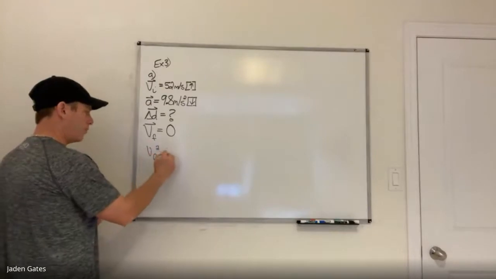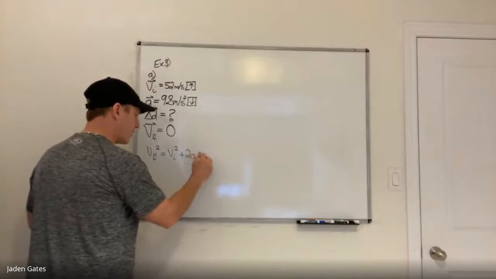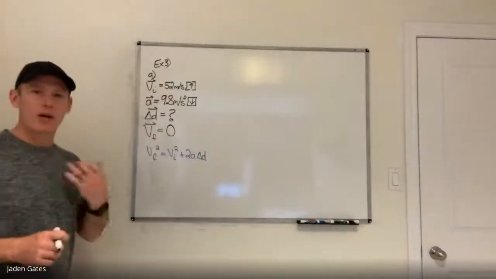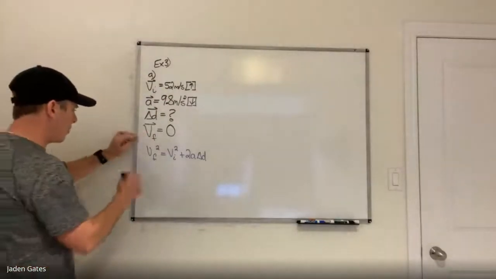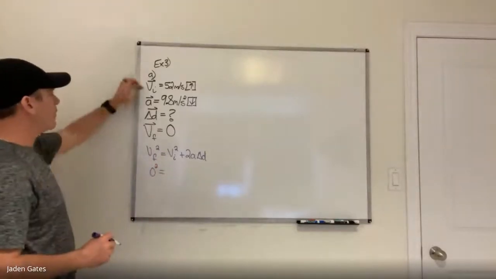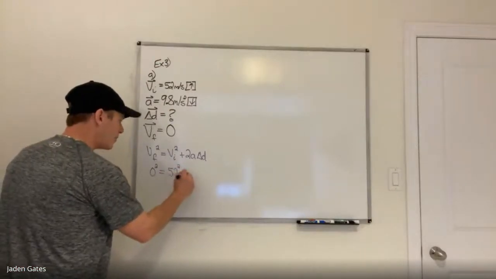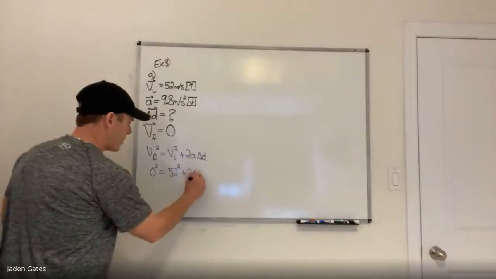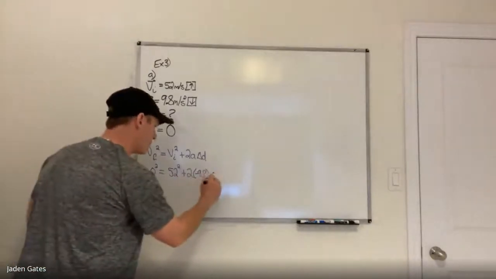All right, so I'm going to use my fourth equation, which is VF squared equals VI squared plus 2 times A times delta D. All right, so again, accounting for my signs, I always say that positive is up, negative is down. So now I'm going to plug in my numbers. So VF is 0, 0 squared. VI, we have 52 up, so it's going to be 52 squared. Plus 2 times our acceleration, it's a 9.8, but down, so negative 9.8. And my delta D, that's what we're trying to find out.